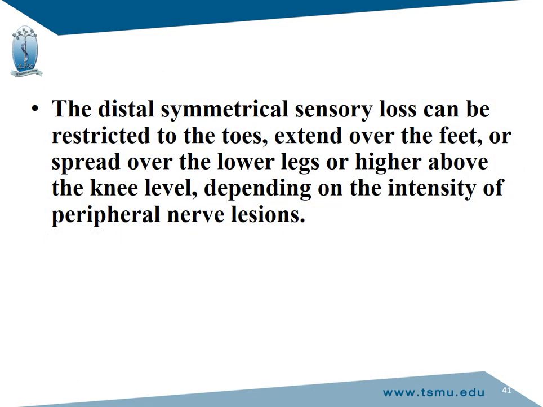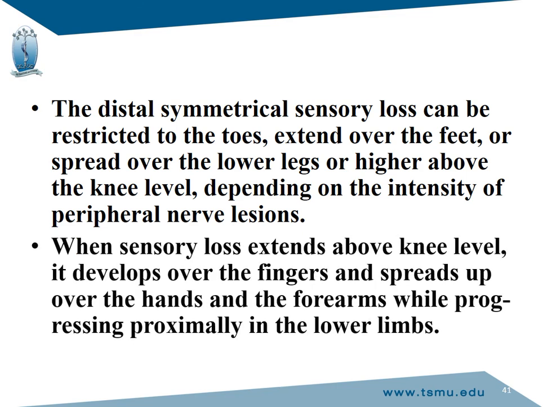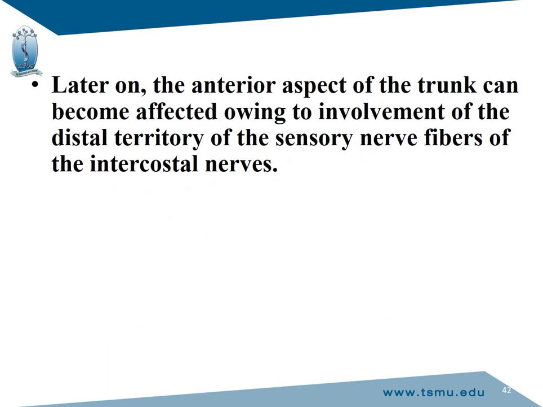The distal symmetrical sensory loss can be restricted to the toes, extend over the feet, or spread over the lower legs, or higher above the knee level, depending on the intensity of peripheral nerve lesion. When sensory loss extends above knee level, it develops over the fingers and spreads up over the hands and the forearms while progressing proximally in the lower limbs. Later on, the entire aspect of the trunk can become affected owing to the involvement of the distal territory of the sensory nerve fibers of the intercostal nerves.